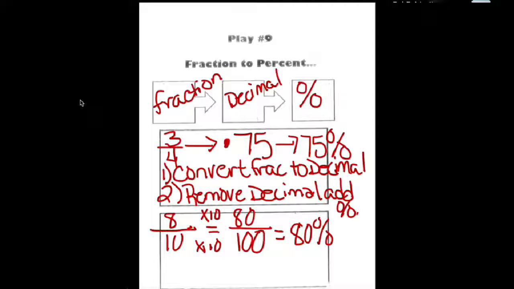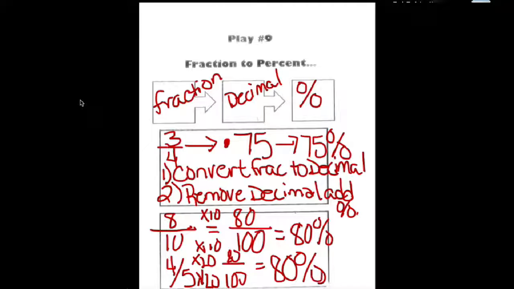Okay, let's do another example of that. Let's take 4 out of 5. A lot of you are familiar with 4 out of 5 on a homework assignment. How could we convert that? Well, we can convert it to hundreds. Okay, so let's make an equivalent fraction with 100 in the bottom. 5 times 20 equals 100, and 4 times 20 equals 80, which is the same thing, 80%.